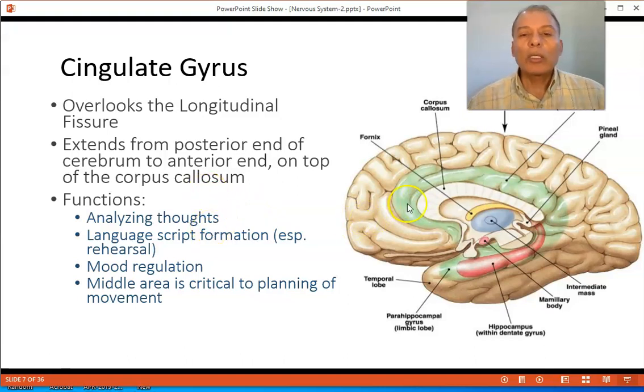The functions include analysis of thought, and it also plays a great role in decision making and the regulation of mood, and it is also critical for motor planning. There are two areas here in the center of it that interact with these two areas for motor planning.